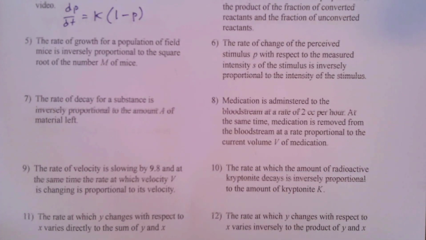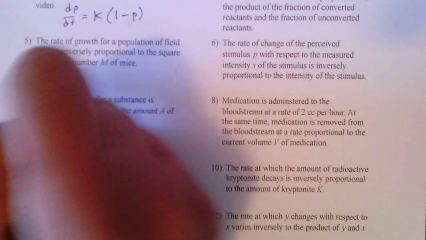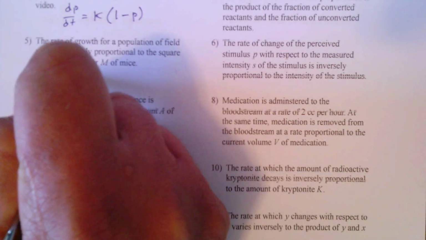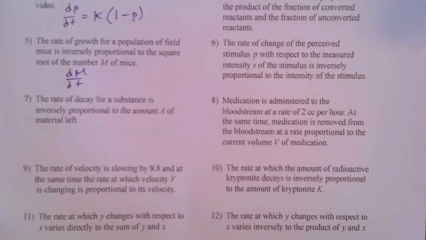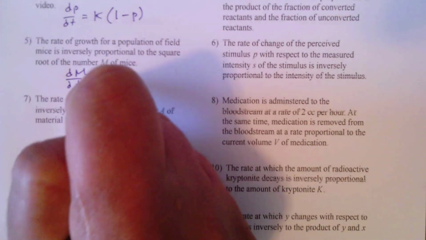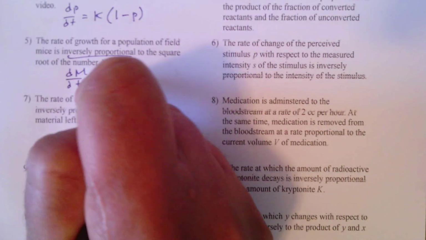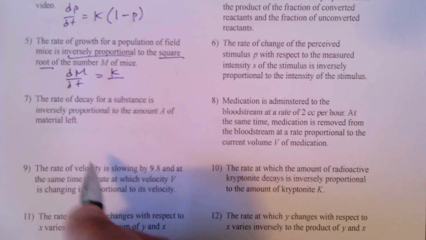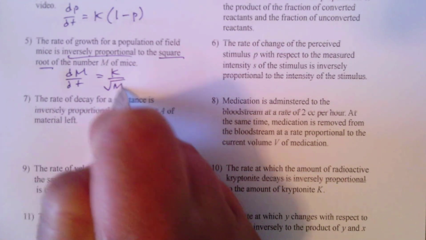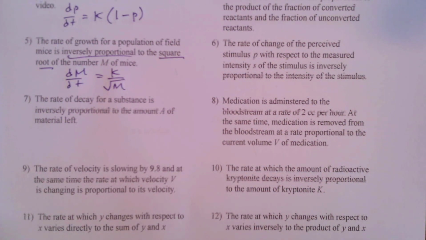Number 5, the rate of growth for a population of field mice is inversely proportional to the square root of the number of mice. So this is just going to be dM dt. That represents the rate of change of the mice over time. And we're told that that varies inversely, so it's going to be k over something. K over what? The square root of the number of mice. And so that's it.